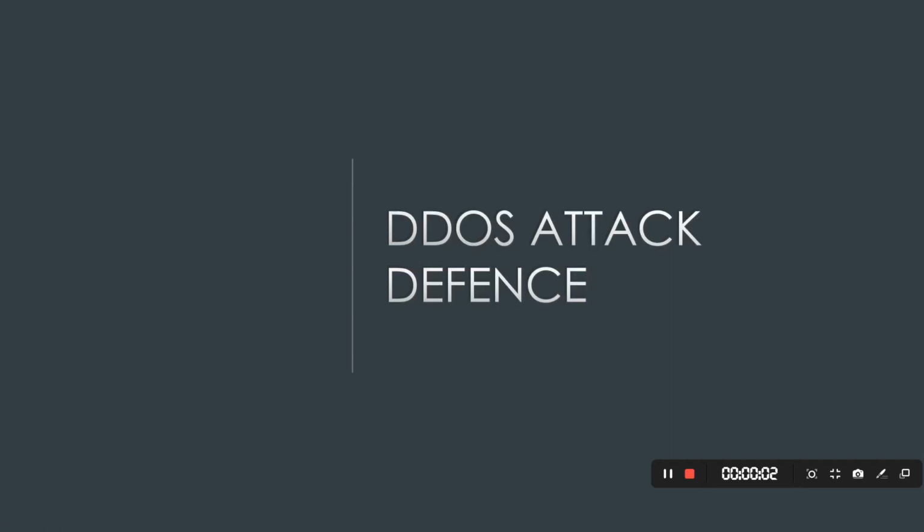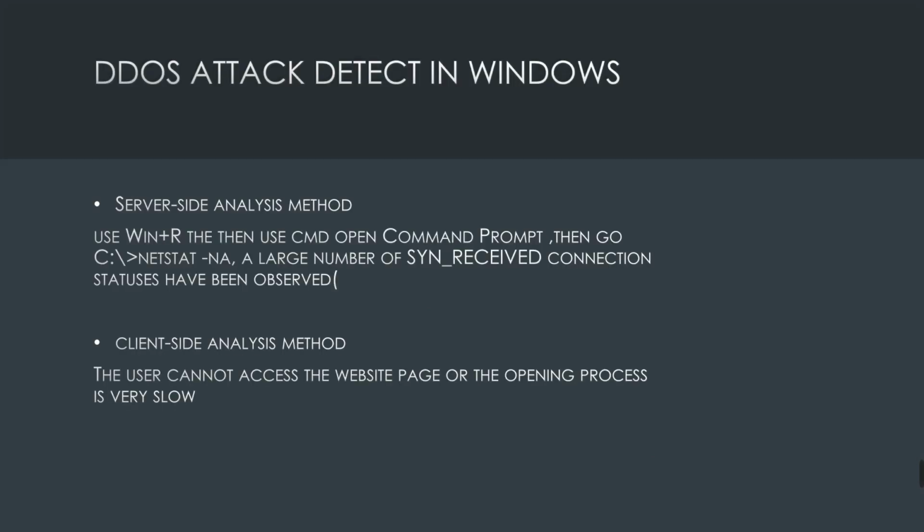So, hello, my teammate has already shown 3 different ways of attacking the website, and my job is to show how to defend against those 3 different types of network attack, and the first one is DDoS attack defense. Before defending against them, we need to detect them. So how do we detect a DDoS attack in a Windows system?